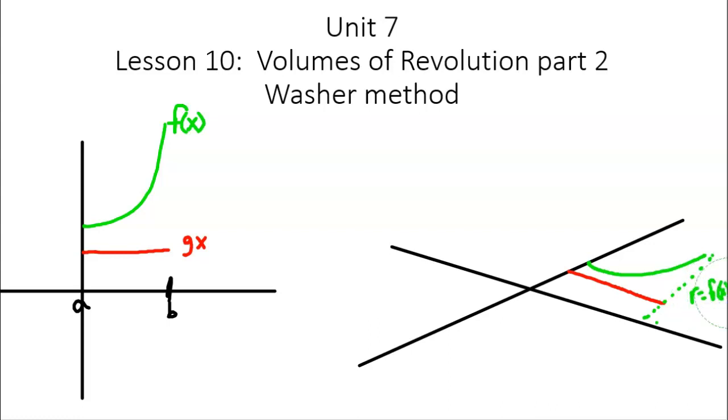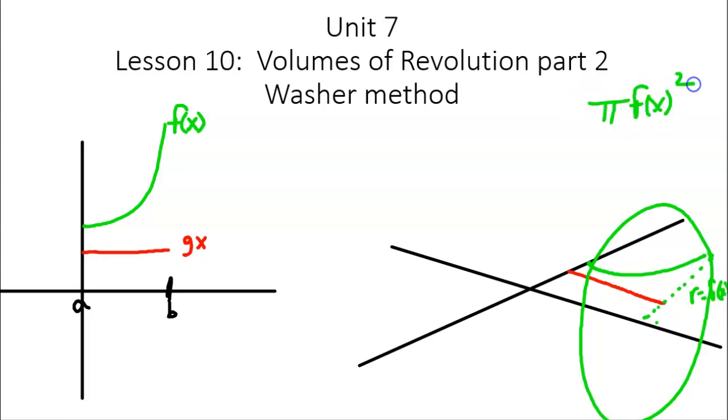Okay. Now, if I rotate that around the x-axis, I get a circle, and therefore the area of that circle is going to be pi times whatever f of x was squared. Right? We talked about that. And then if you wanted to do that all the way down, you're going to get like this little horn-looking shape here.